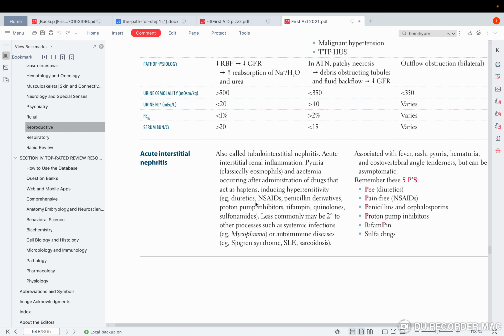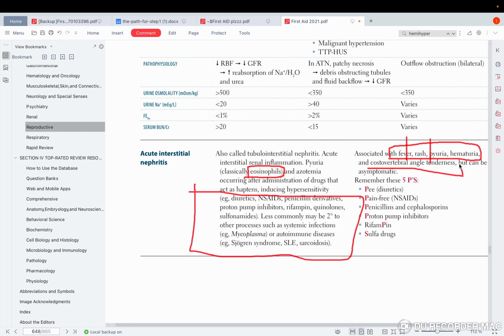So you would like to diagnose it not according to the cause, but according to the labs, the eosinophils. So it's associated with fever and a rash. Why rash? Because it's a hypersensitivity reaction. And hematuria. The patient will have costovertebral angle tenderness, but can be asymptomatic sometimes. The lady who came to us at the hospital had really bad costovertebral angle tenderness with a negative kidney ultrasound. That made us even more suspicious about this case.